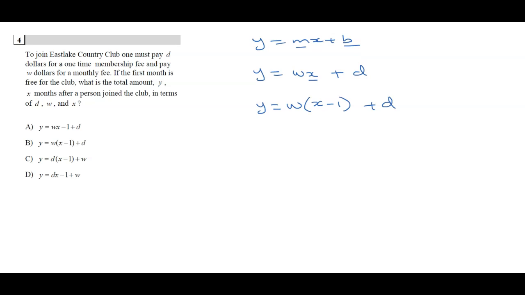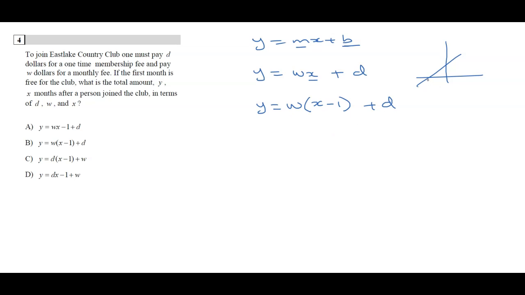When you have this, I always look at it as writing an equation using the Y equal to MX plus B method, your standard linear equation. So we have D dollars for a one-time membership. That is something that doesn't change, so I call that your y-intercept. If you had something like this, it's going to look something along those lines.